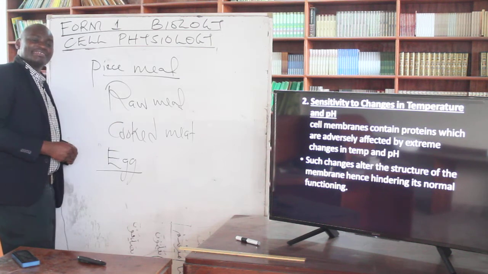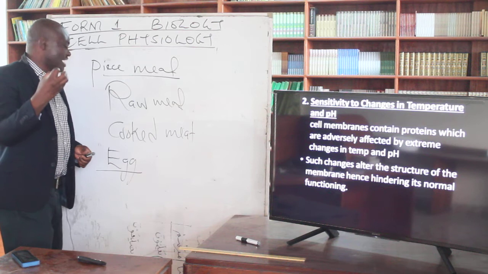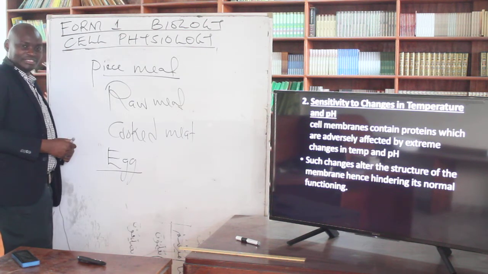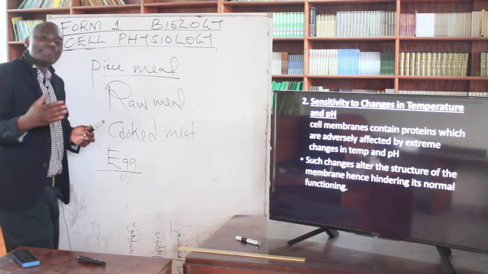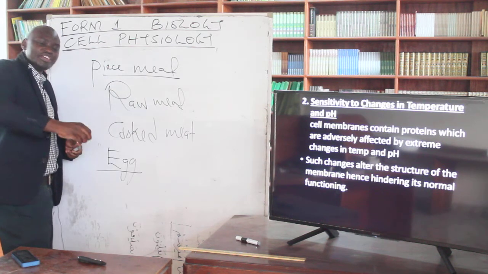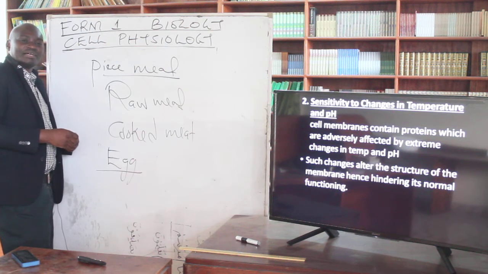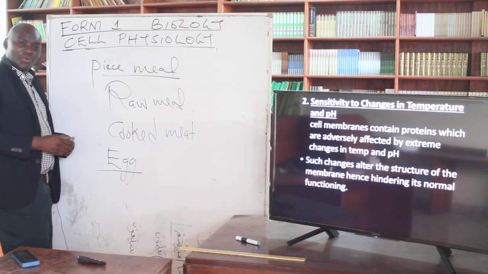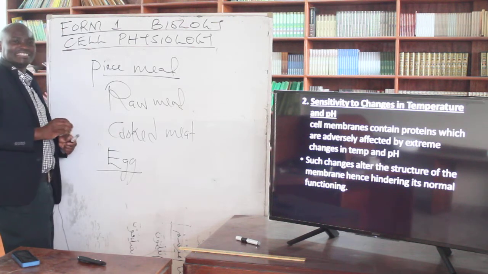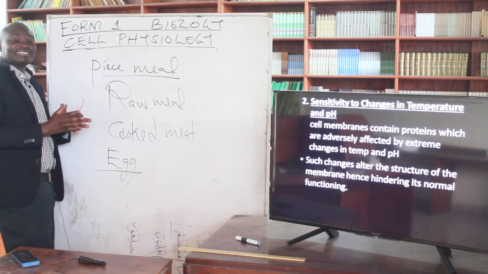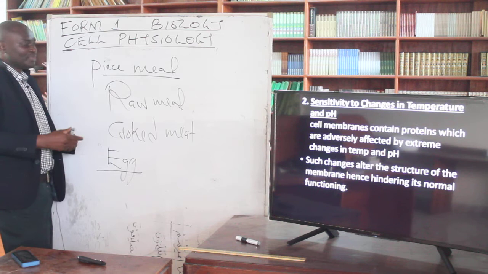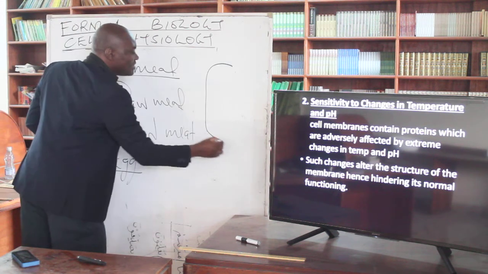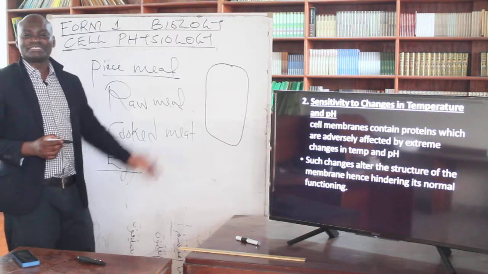Take that raw egg and compare it with the fried egg. Do they look the same? No. One is a solid, the fried one, and the raw one is a semi-solid. It is a colloidal kind of solution. So, what do we say? When you heat proteins, their structure changes. Just like when you take egg and place it in hot oil, it solidifies. That is what happens to the cell membrane under different circumstances.